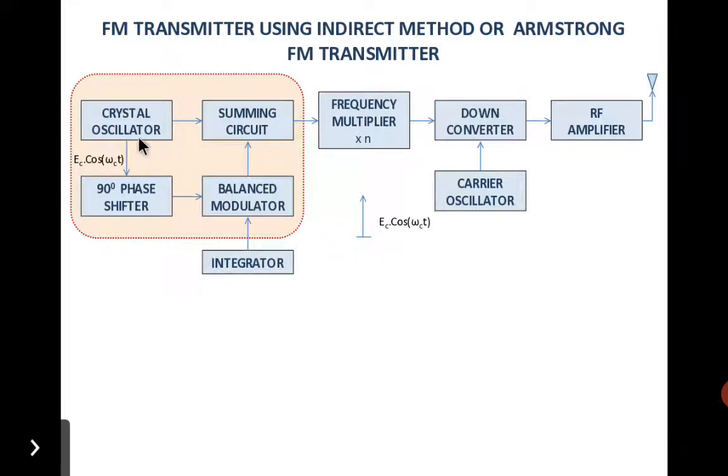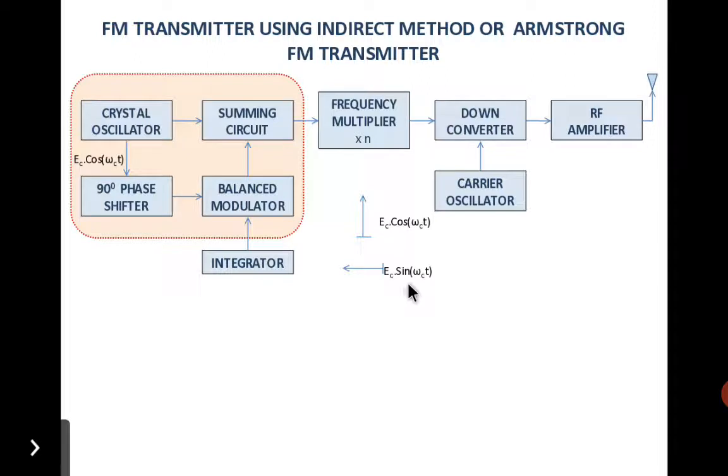This EC cos omega ct is phase shifted by 90 degrees in the phase shifter. We call it a Hilbert transform. When cos omega ct is phase shifted by 90 degrees, we will get a sine wave, right? So the output of this phase shifter will be EC sin omega ct. The phasor representation of EC sin omega ct is as shown here.